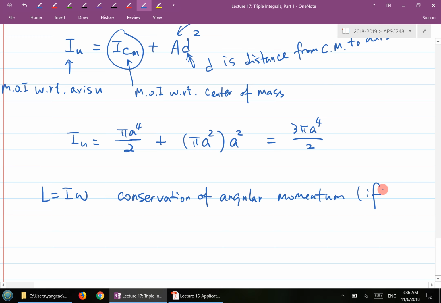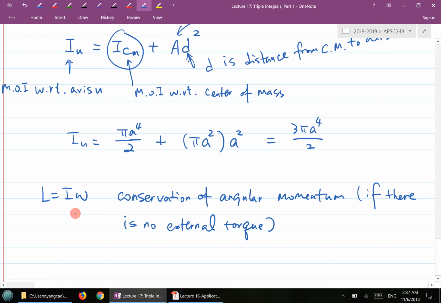This is basically a theory, but angular momentum is only conserved if there is no external torque. Okay. What's angular momentum? Basically, you take your moment of inertia multiplied by the angular speed omega, and that's your angular momentum.